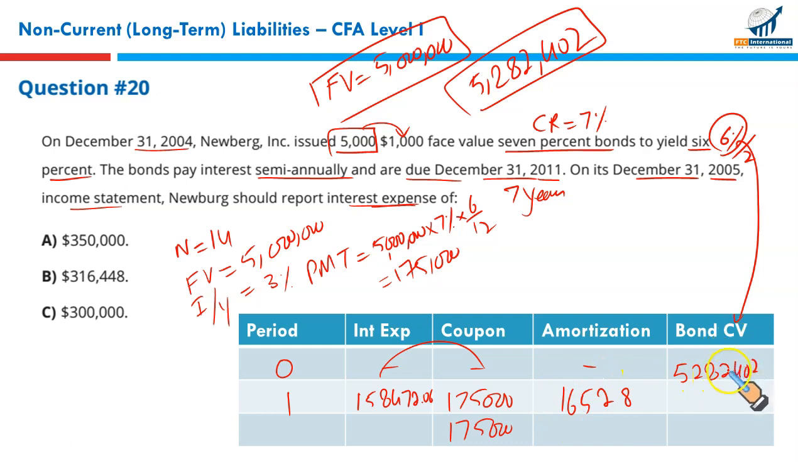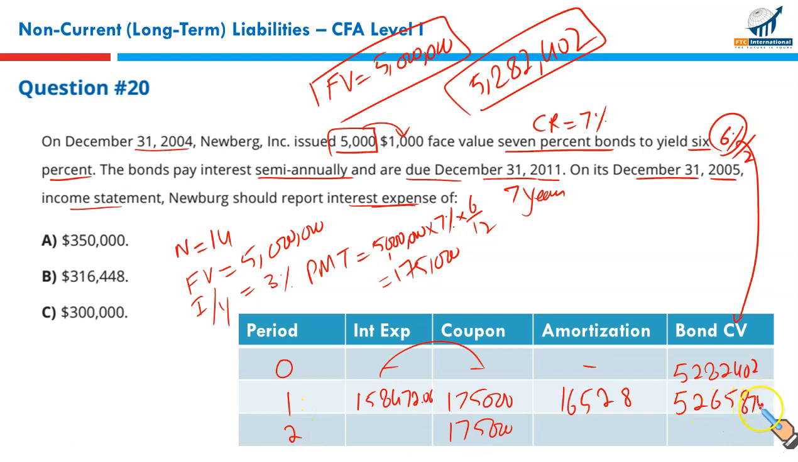We need to bring this bond value back to 5 million after 7 years. So it will start reducing from right now. Take this 5282402. This is a negative number added to this, which gives us 5265874.